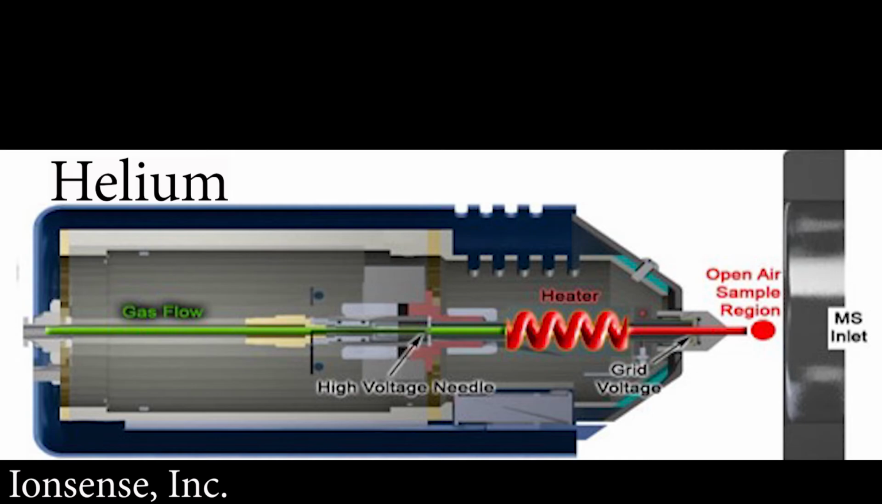DART takes a little bit different approach. You see that there is that high voltage needle. That is a corona discharge. That's a needle. You apply high voltage, you get a corona discharge. But that needle is not in air. The gas flow, the green tube there, the gas is helium. You're flowing helium through into the corona discharge region.